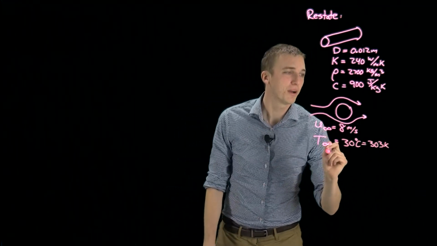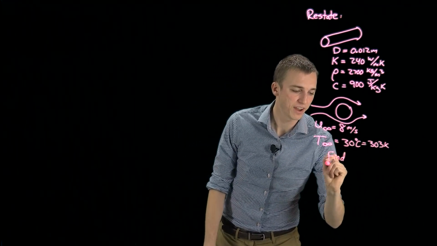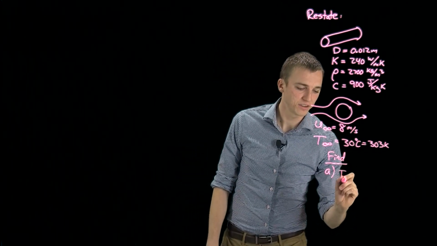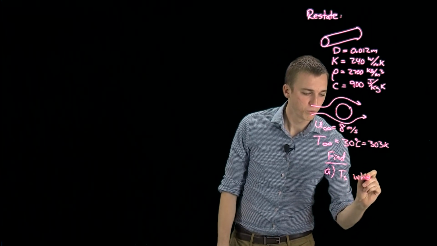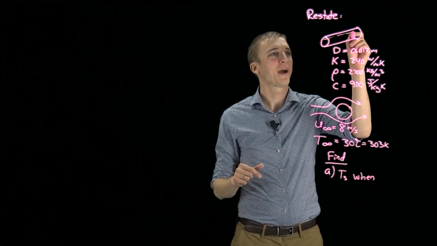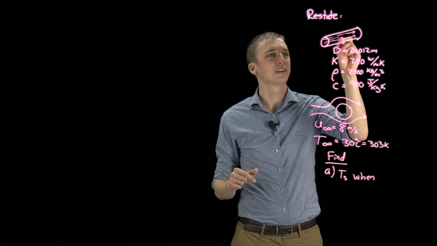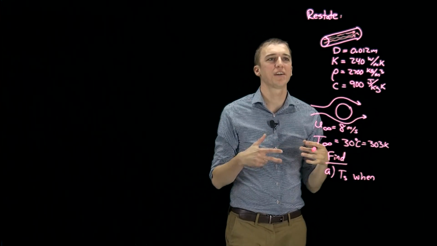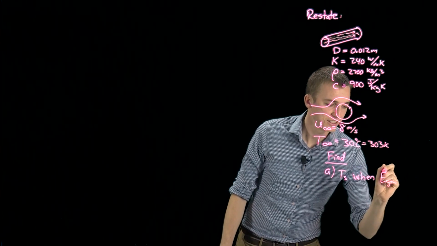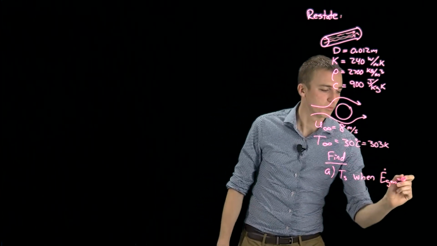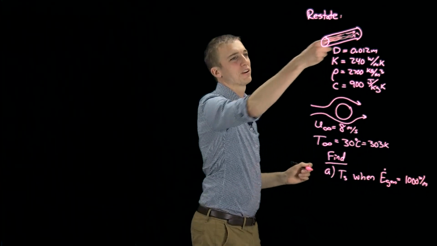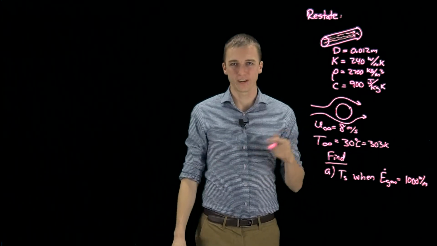Okay, in this problem, we are asked specifically to find two things. A, we are asked to find the surface temperature when we have generation. So there is a current passing through this rod, an electrical current, and because of resistive heating, we have heat generation inside of our rod. We'll call that E-gen as a rate, and that is 1,000 watts per meter of the rod. So per meter length, we have 1,000 watts of generation.